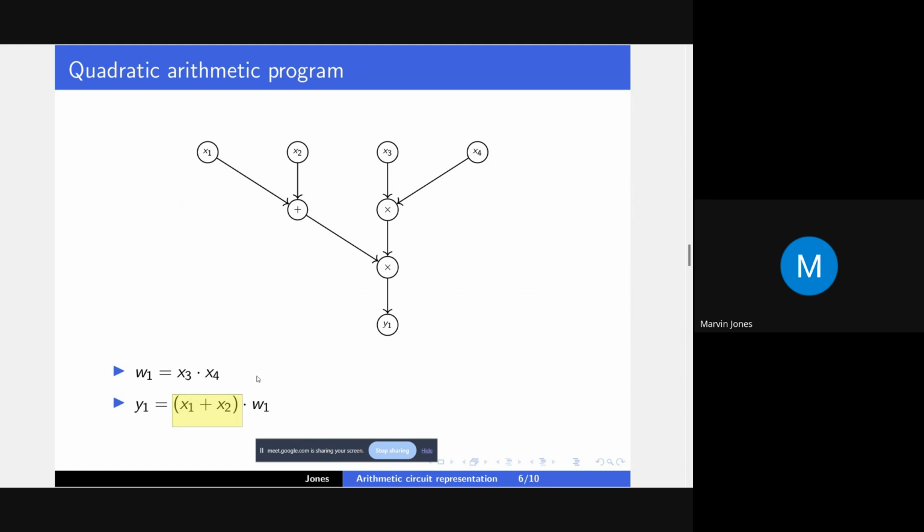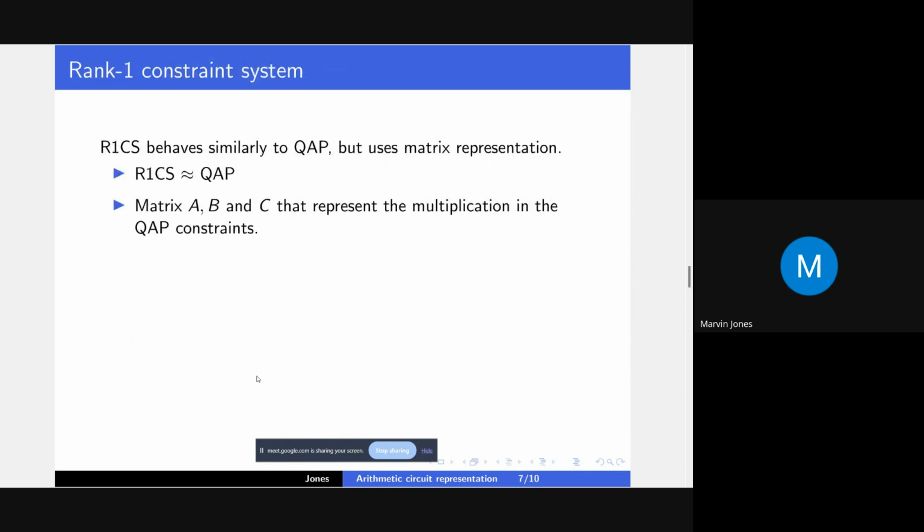So quadratic arithmetic programs are kind of nice. They were used for Groth16. They were used for Pinocchio, but they've kind of fallen out of favor in the last several years. And they've fallen out of favor for R1CS. R1CS is rank 1 constraint system.